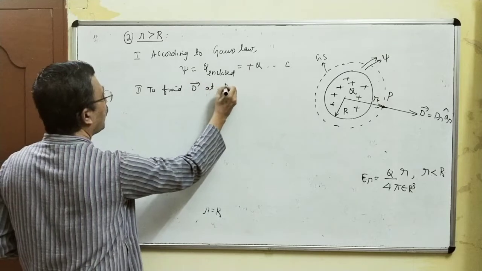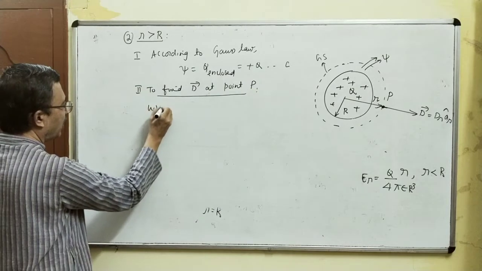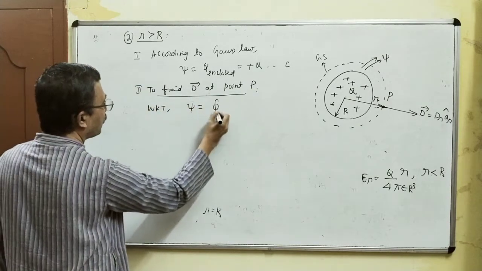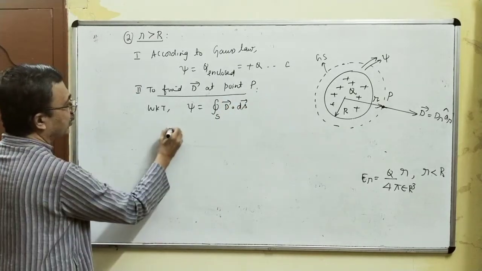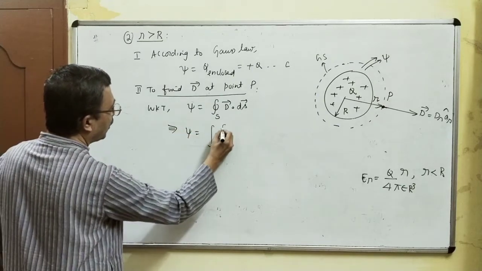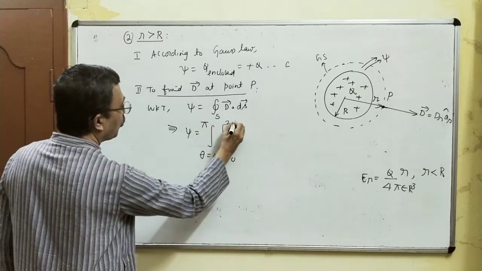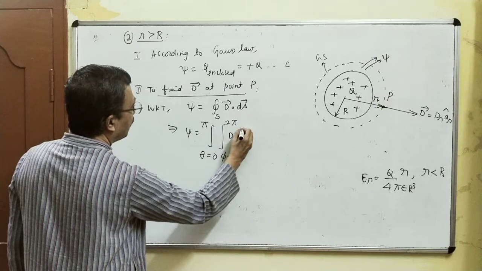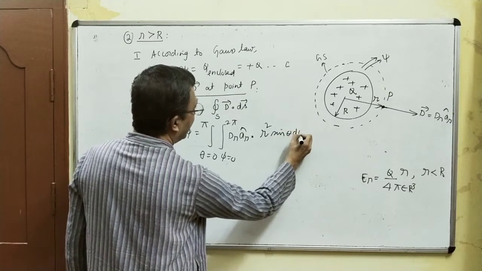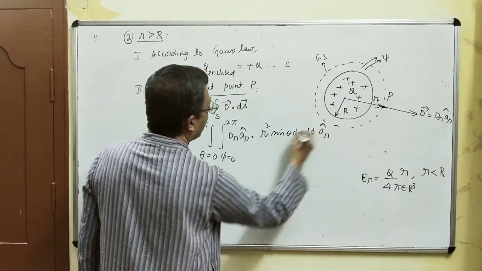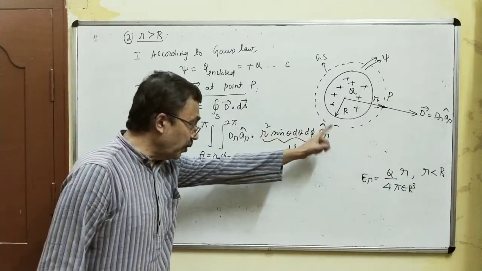Second step, to find vector D at point P. We know that psi is equal to closed surface integral of vector D dot dS. This implies psi is equal to double integral, theta varying from 0 to pi, phi varying from 0 to 2 pi, vector D, which is Dr into ar cap, dot vector dS. What is vector dS? r square sine theta d theta d phi into ar cap. In fact, this is the expression for dS in spherical coordinates. ar cap dot ar cap is 1.